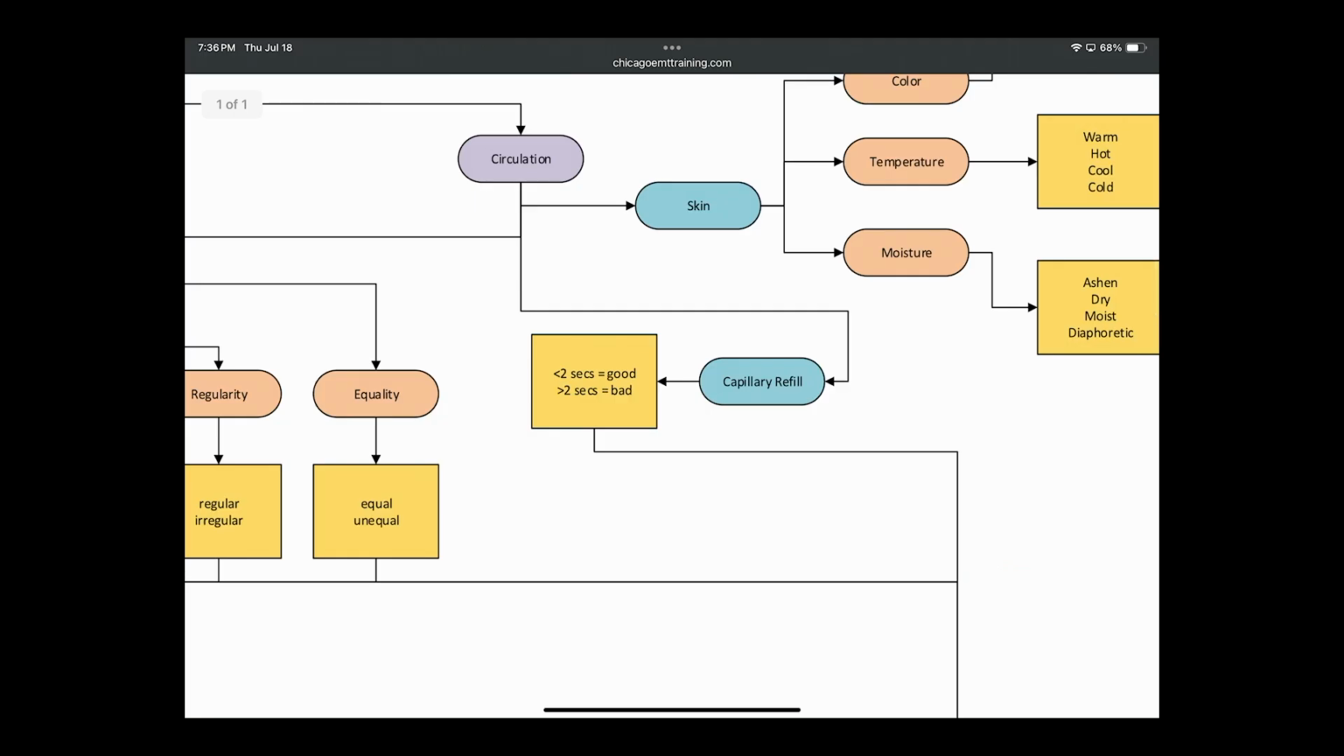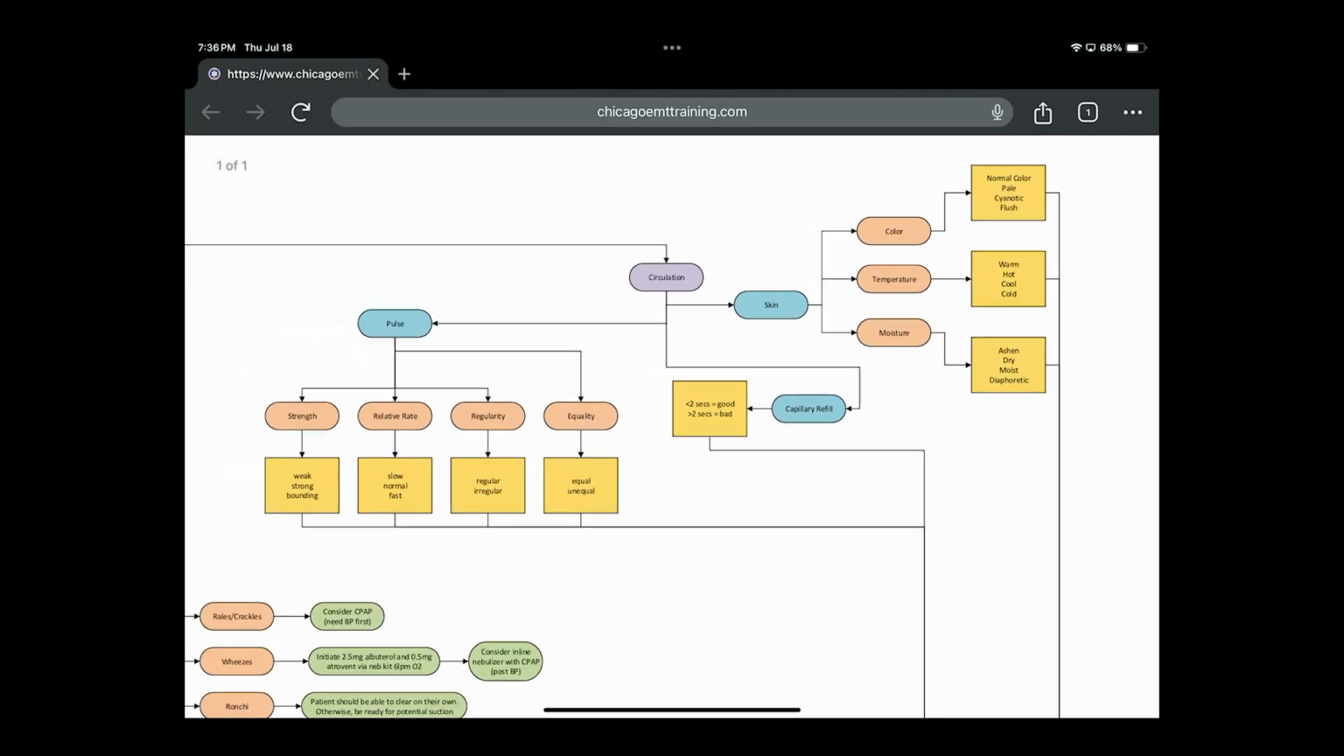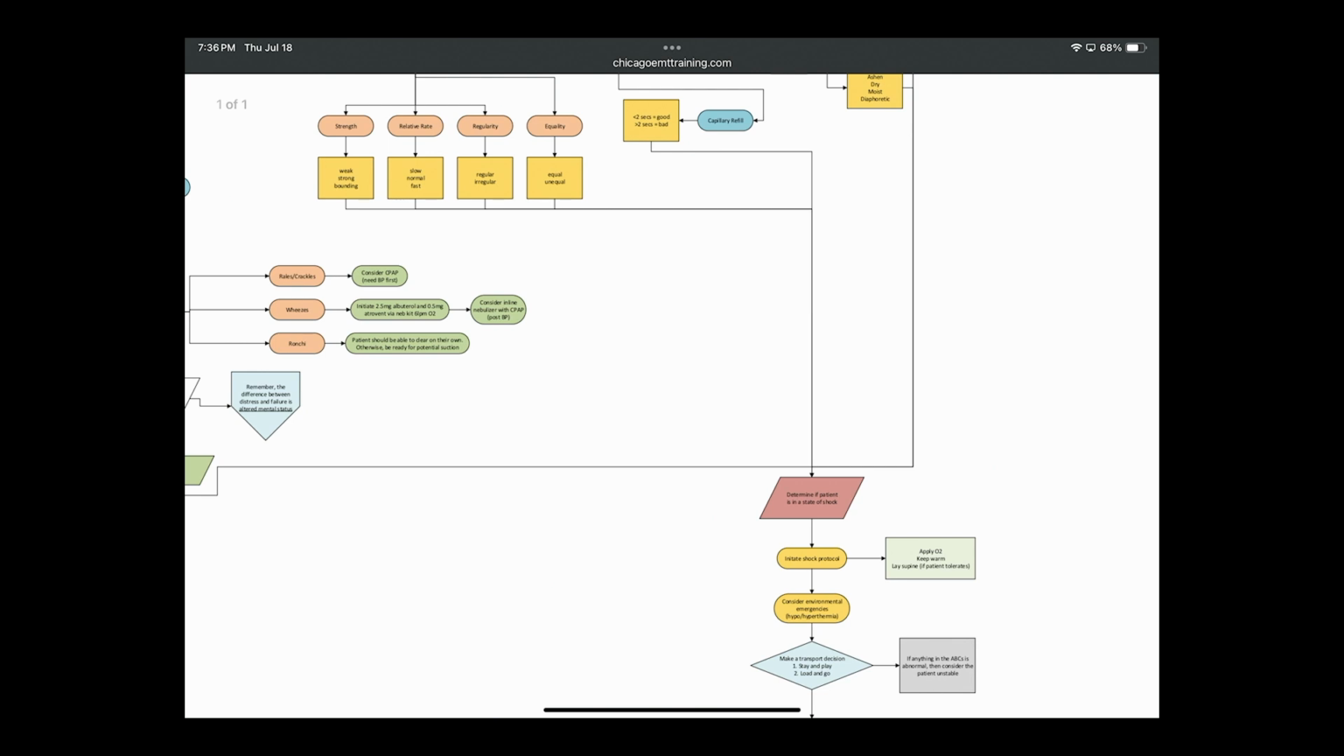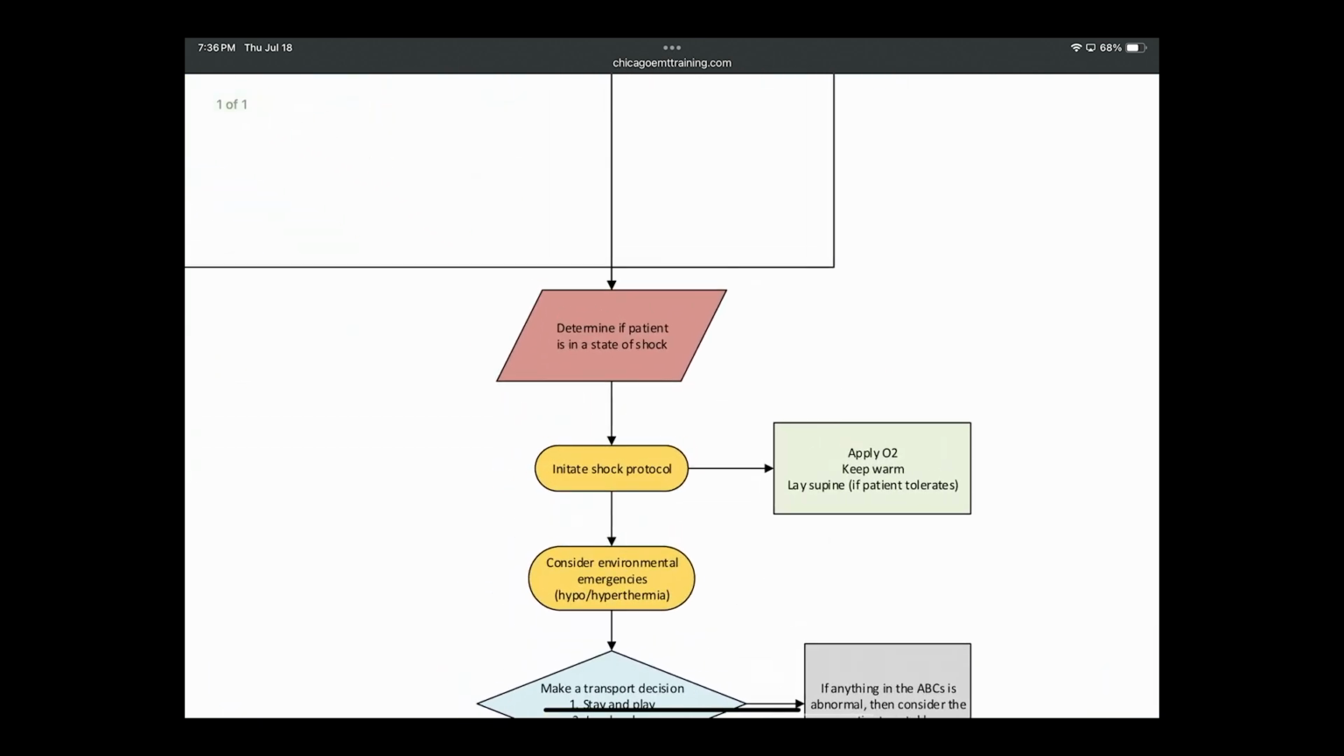And if we were to move on to cap refill, the only 2 options that we have for cap refill are when you press their finger beds or the palms, does the color return under 2 seconds, less than 2 seconds, or more than 2 seconds? It's pretty self-explanatory. And at this point, all arrows leading to this red area that says determine if the patient is in a state of shock.